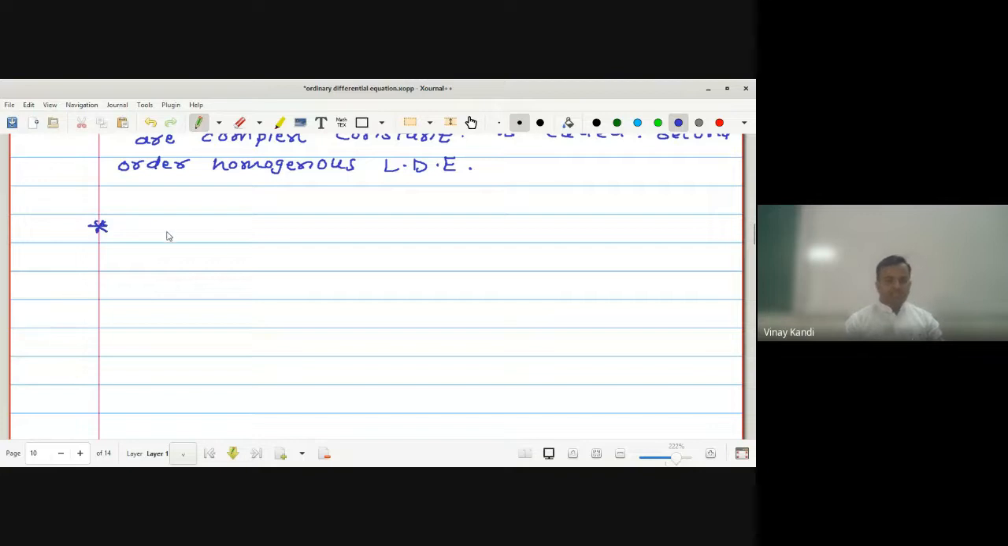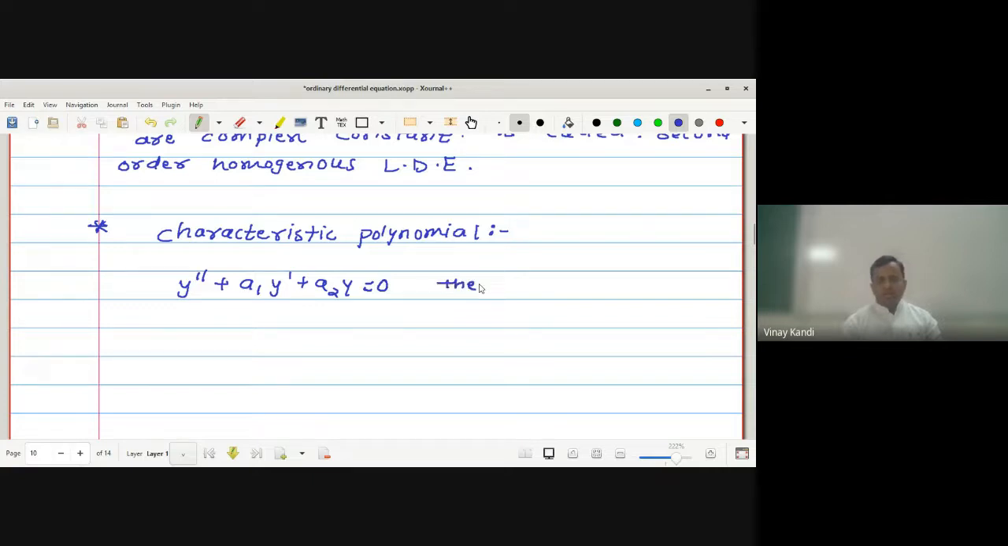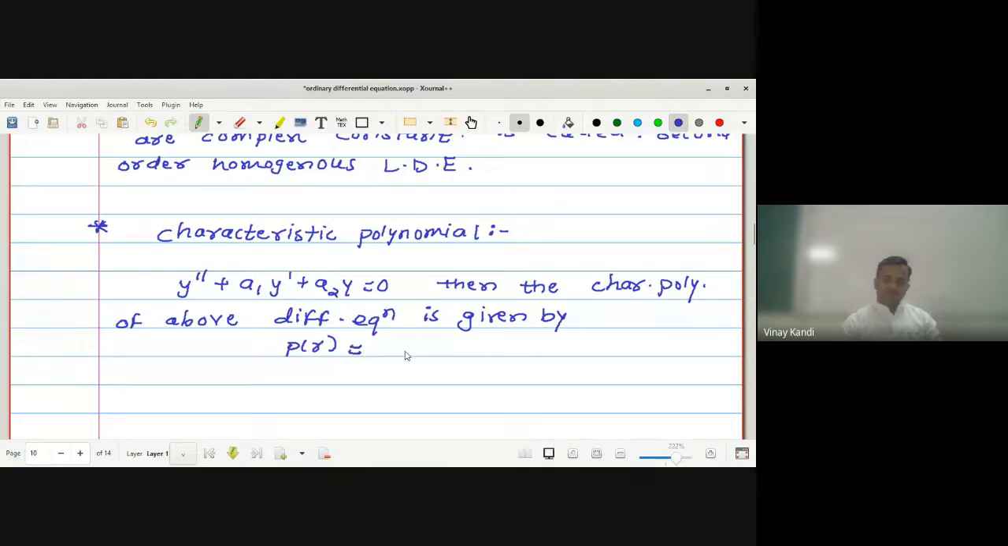Look at the next definition: characteristic polynomial. Okay, if suppose this is the second order linear differential equation, y double dash plus a1 y dash plus a2 y is equal to 0, then the characteristic polynomial of the above differential equation is given by P of r, which is equal to r square plus a1 r plus a2. Okay, so this is the characteristic polynomial of the above linear differential equation.